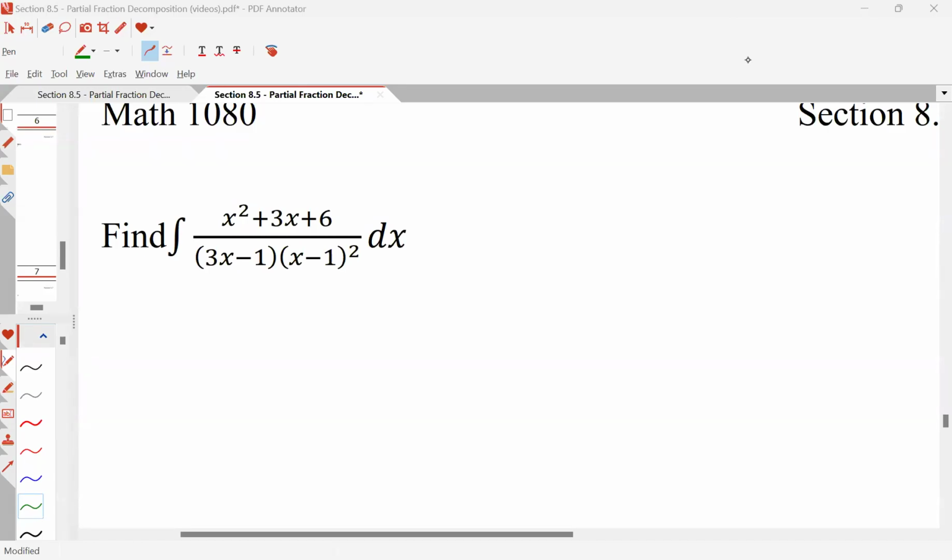Hello, in this example, we're going to take a look at when we want to integrate something where we have a rational, but at least one of the factors has a power on it. What do we do in that case? We've seen all of our unique factors where we might have a quadratic, we might have linears, and how we write those factors. But how do we deal with the partial fraction decomposition when one of the factors, or both, or however many there are, have an extra power?